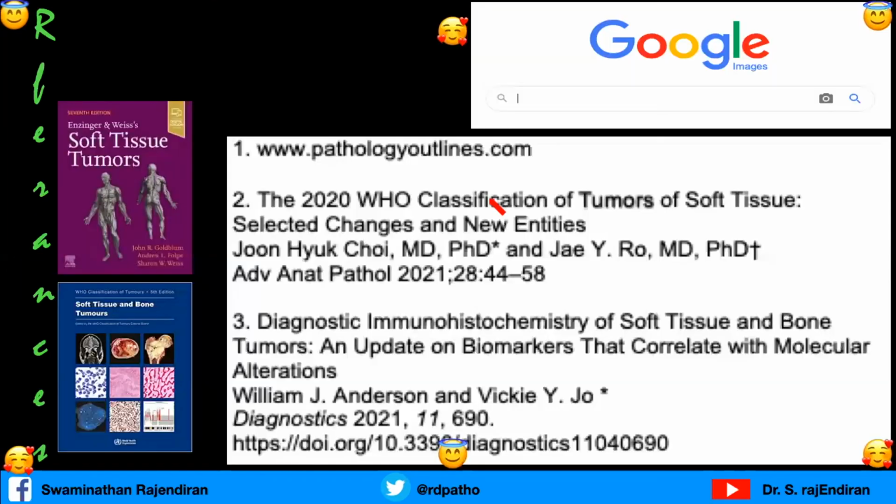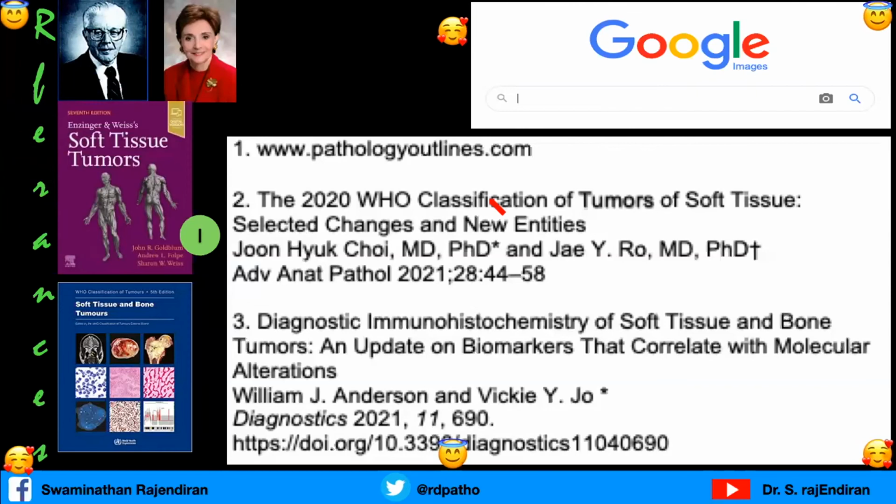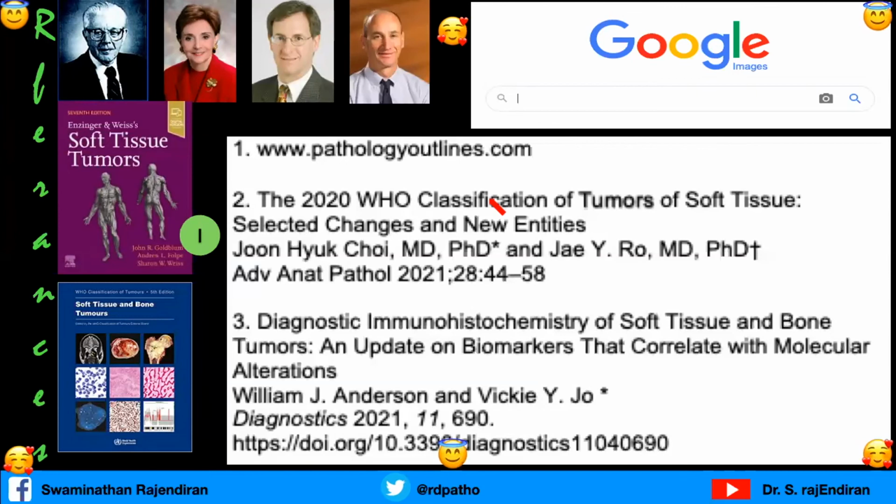So the references are the final part. The first reference is Enzinger and Weiss's Soft Tissue Tumors. This is Dr. Enzinger. This is Dr. Sharon Weiss. This is Dr. John Goldblum. And this is Dr. Andrew Folpe. These are all the main editors. Why am I putting the pictures? You may see them in conferences, virtual or real, so you can go and talk to them. But when you see Enzinger, you are in the wrong place because he is in the right place now.